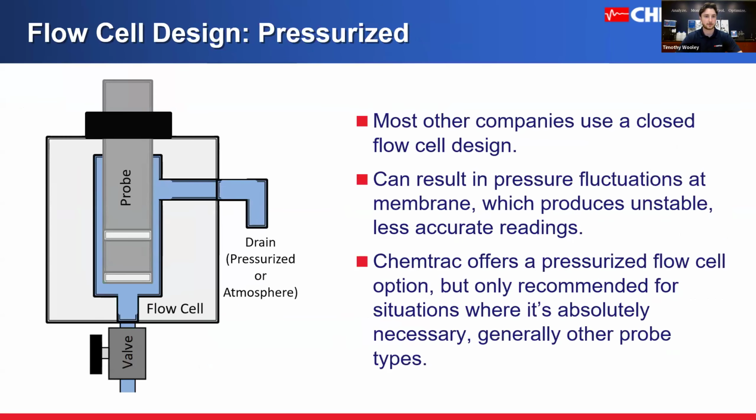Here is a pressurized flow cell design. Most other companies use this pressurized flow cell design, which can work just fine if you have a very consistent incoming pressure. But this can result in fluctuations at that membrane, so this could produce unstable or less accurate readings. Typically it's not needed when you're using chlorine, but we do offer it for other types of probes that might need a closed flow cell design.